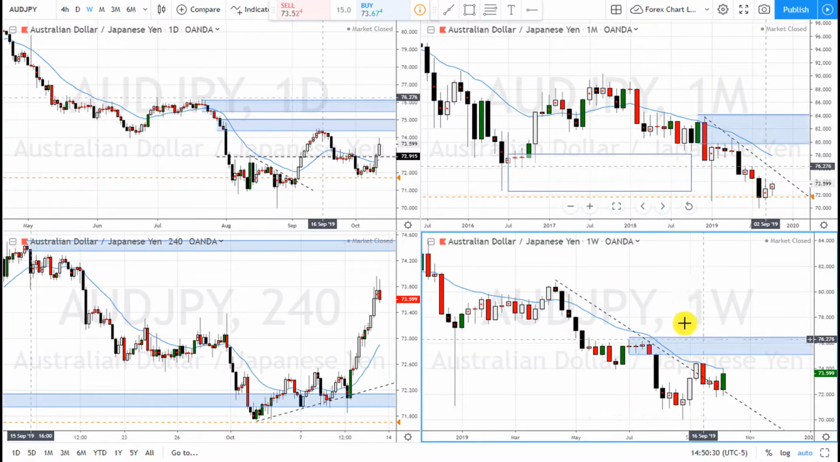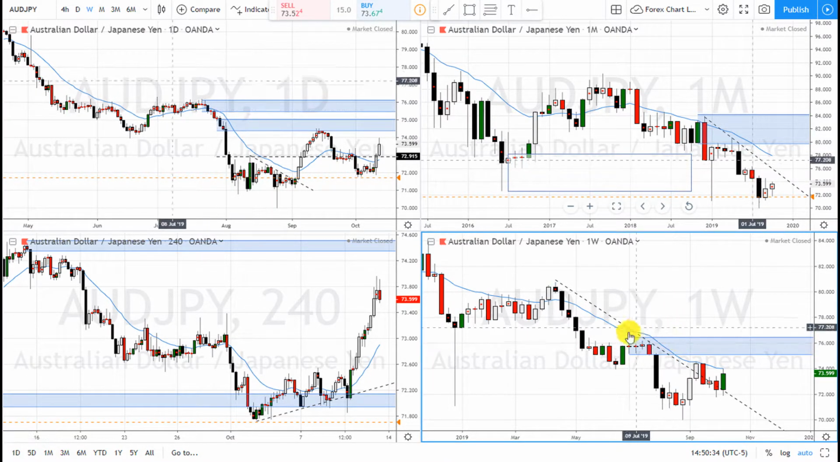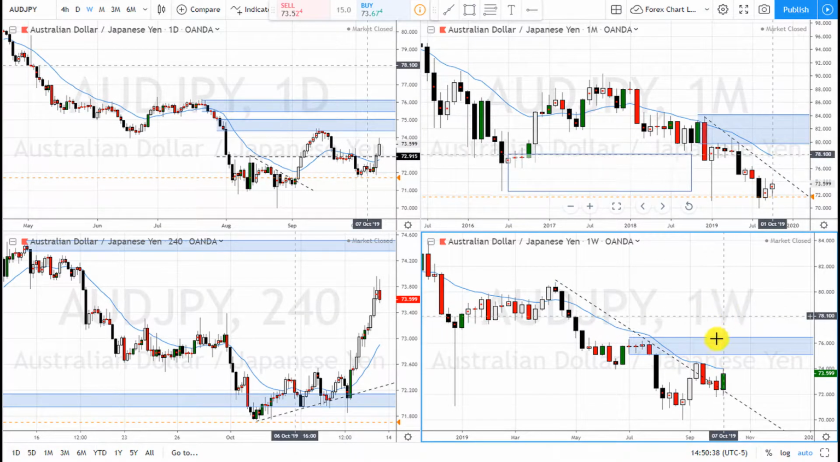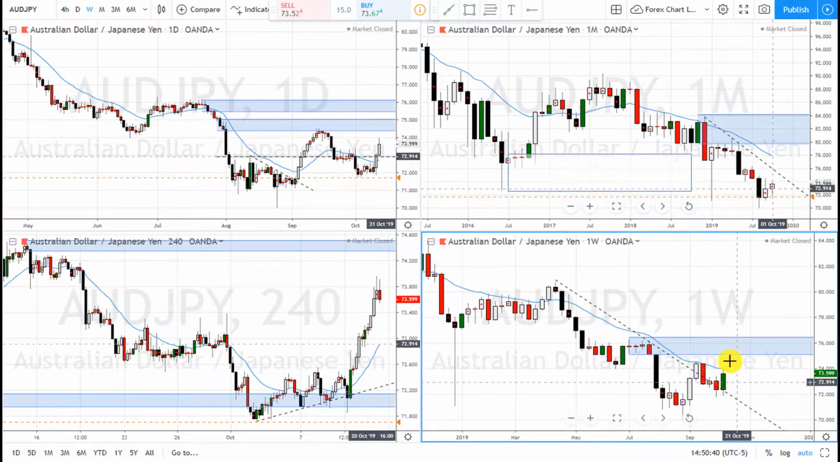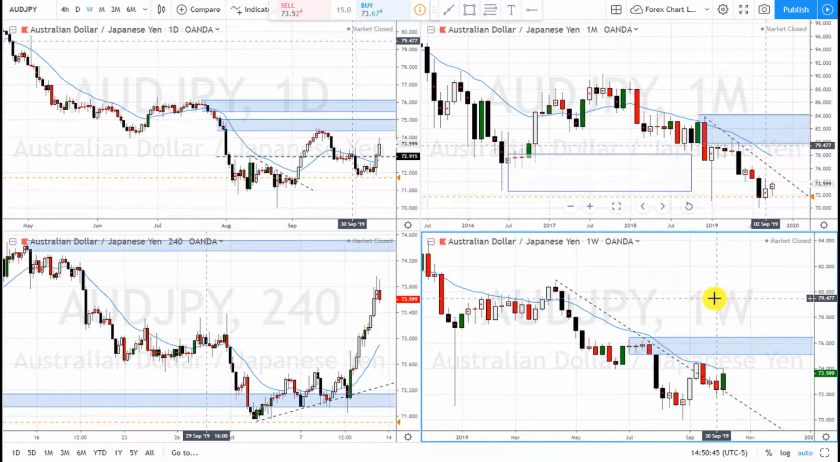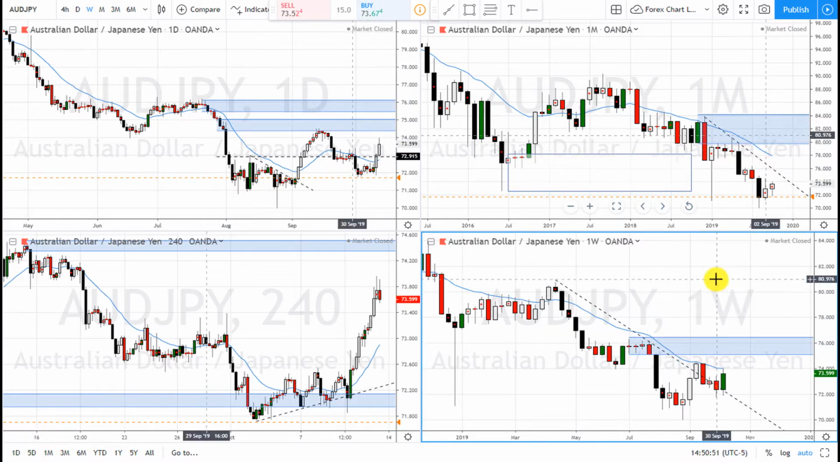But if you're not that aggressive, then you want to wait for this area of supply to get removed and then buy the next area of demand that's created and make its way back up to this area of supply up here, which is where the monthly is located. So that's the game plan.